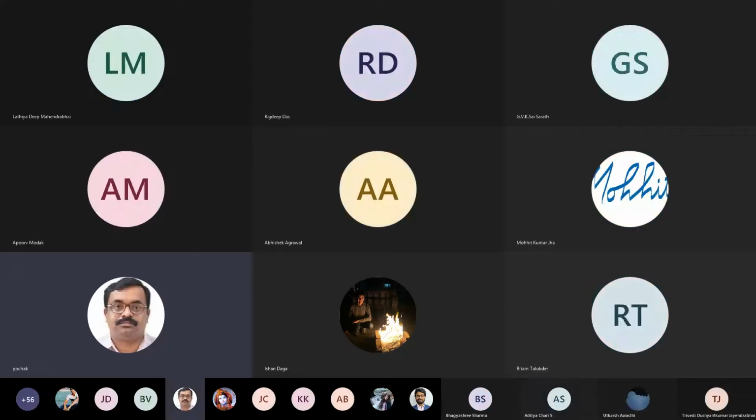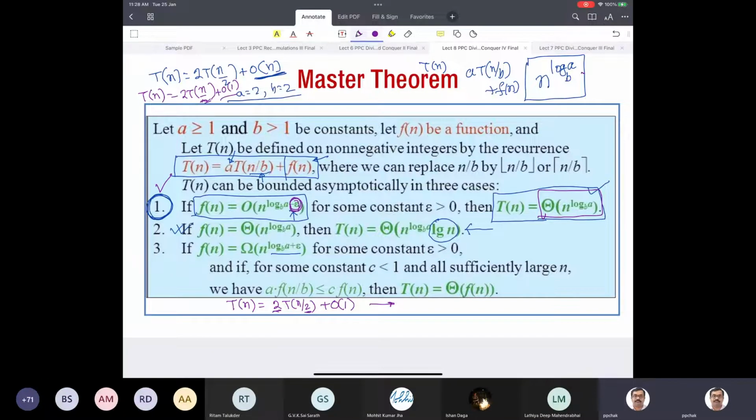B is 1, A is 2, B is 2, so n to the power log A to the base B becomes n. And my f(n) is order 1. Because my f(n) is order 1, therefore it satisfies case 1 and the algorithm becomes n log B to the base A. We have seen many cases of case 2.